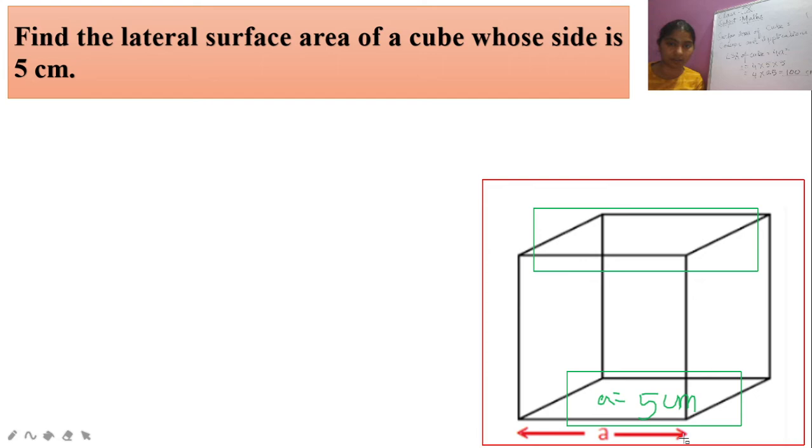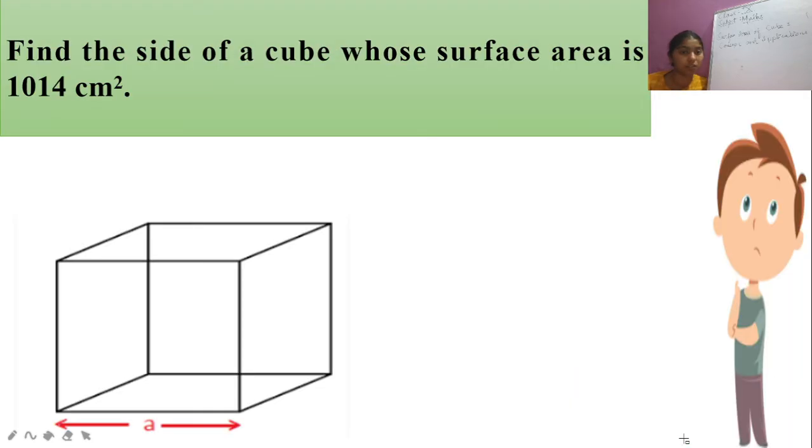Now students, next part. The next question is in front of your screen. Read it and tell me what we are going to do for this question. Yes students, you have to find the side of a cube whose surface area is given to you. But students, you don't have the side, so we have to calculate it. So how will you proceed for this?